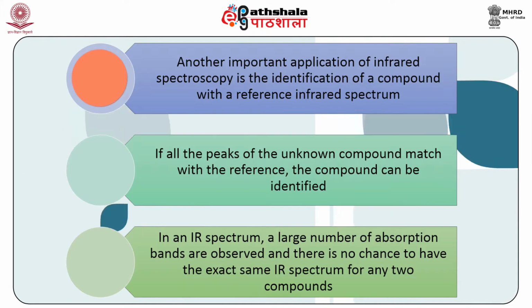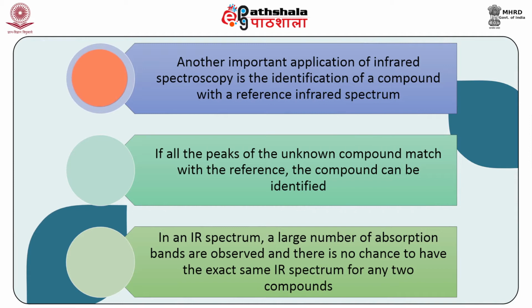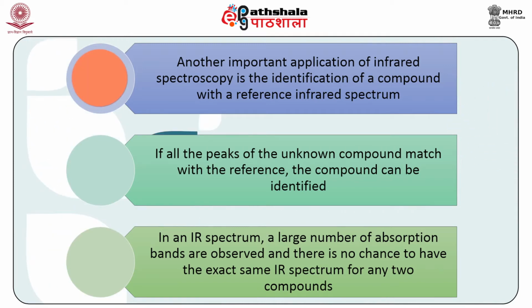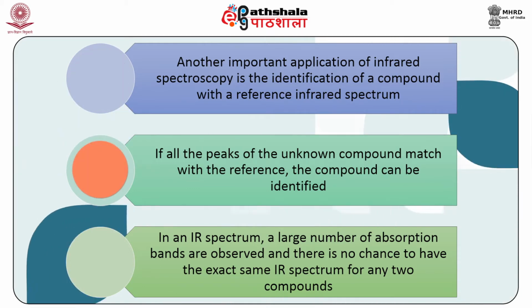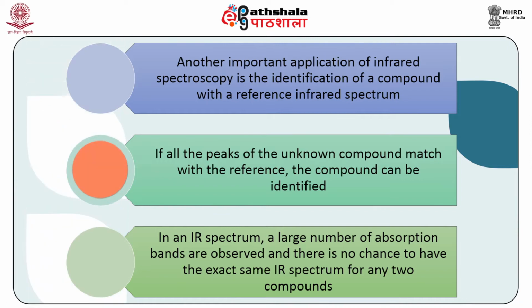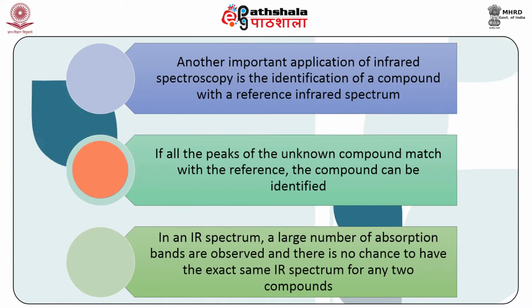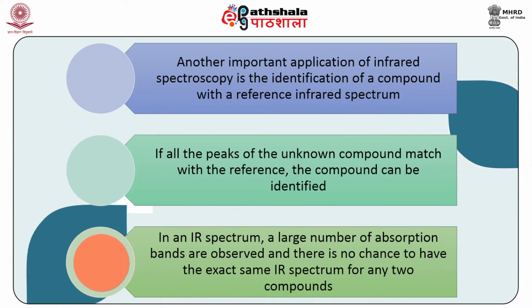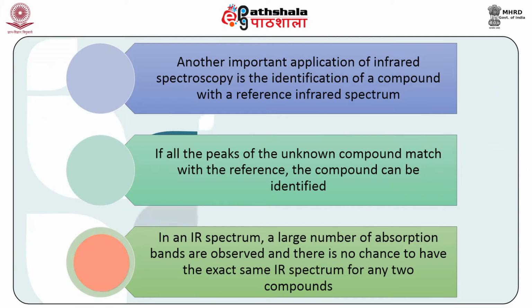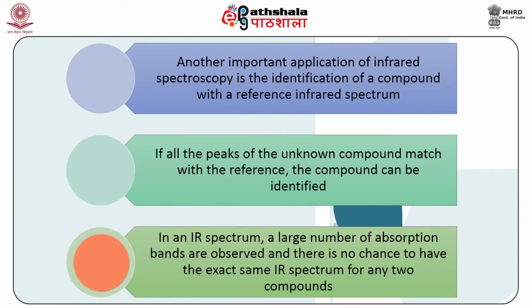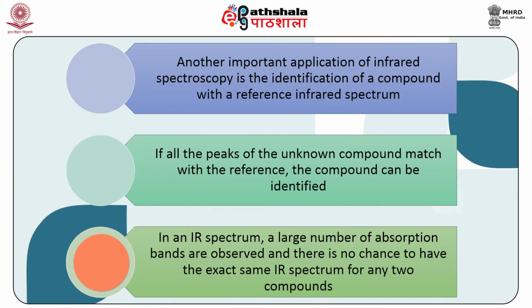One important application of infrared spectroscopy is the identification of a compound with reference to the infrared spectrum, that is, having a reference compound. If all the peaks of an unknown compound match with the reference compound, then that compound can be easily identified. In an IR spectrum, a large number of absorption bands are observed and there is no chance to have the exact IR spectrum for any two compounds.